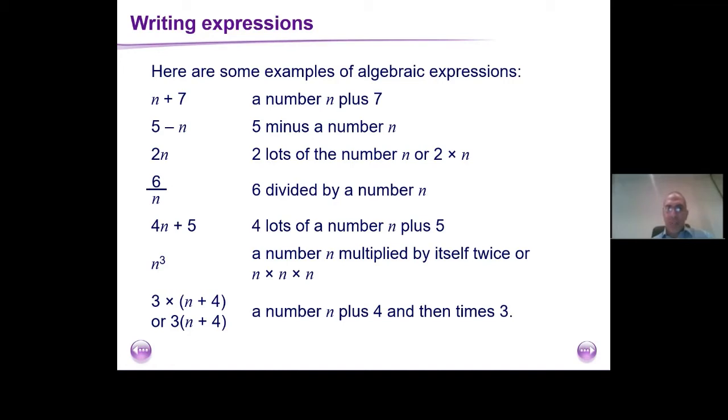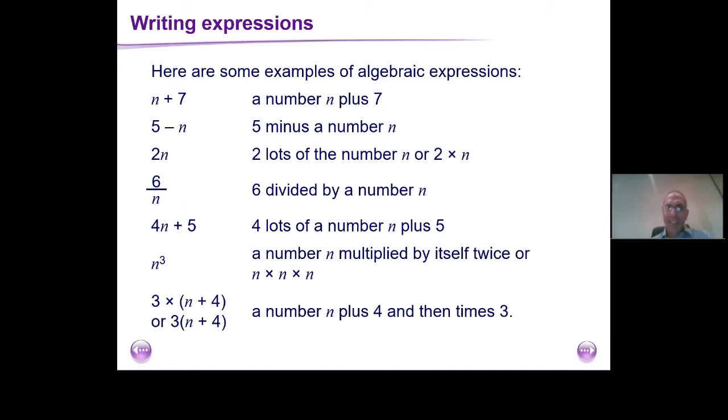If, for example, we assumed the letter n was 6, 5 minus 6 would equal negative 1. But if we put 6 at the beginning and minus 5, it would be 6 minus 5, which would equal 1, which is not the same as negative 1. In this third example, it says 2 lots of the number n, or 2 multiplied by n. Now we know you can write 2 times n, but generally when we're doing algebraic expressions, we write 2n.